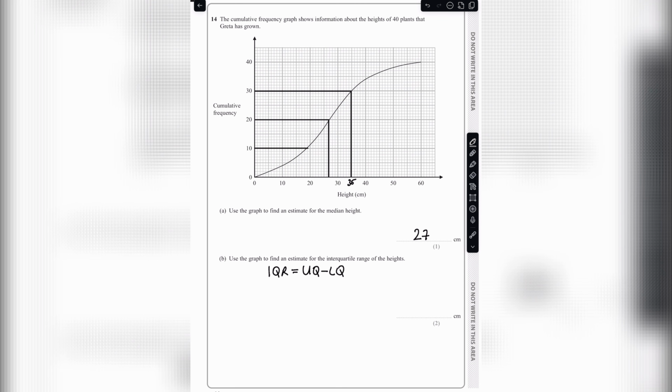And we'll draw straight horizontal lines where it meets the curve, and then the vertical line going down, and that value is 19. So the interquartile range is simply 35 minus 19, and that value gives you 16. And that is your final answer.